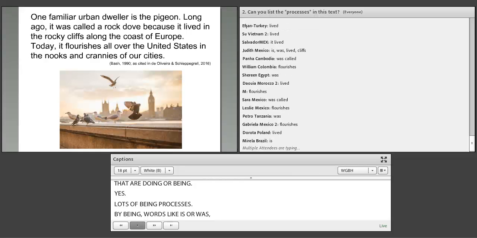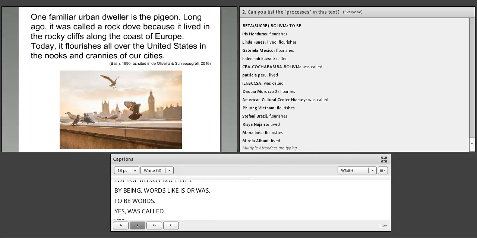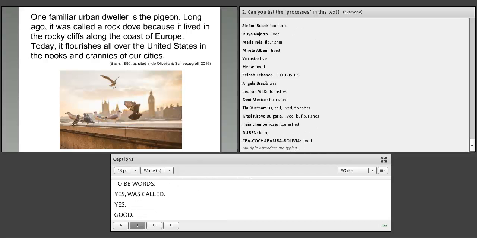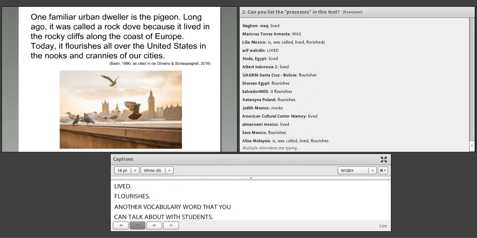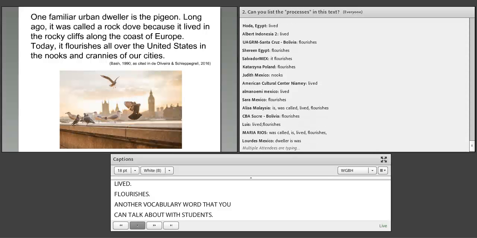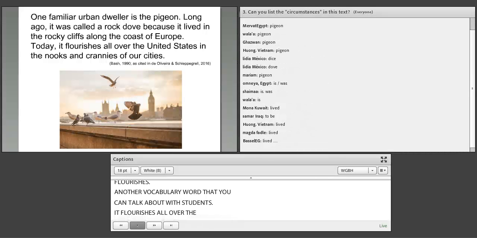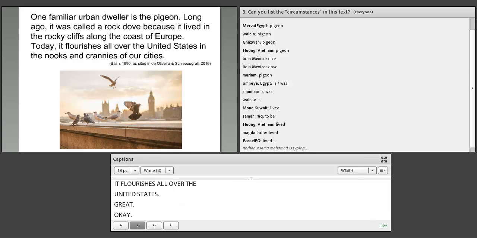Lived, flourishes. That's another vocabulary word that you can talk about with students. Flourishes, meaning there are many of them. It flourishes all over the United States. Great. Okay, and lastly, let's look at the circumstances.